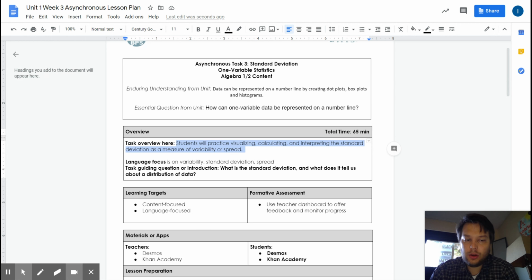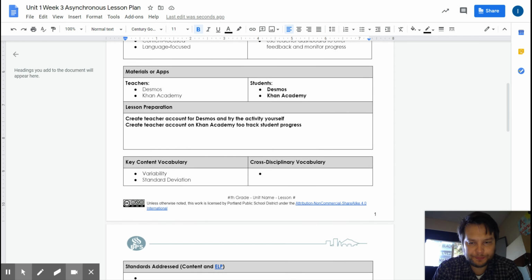But also, the bigger focus is, what does it tell you? What does it mean? Why do we care about the standard deviation? So, that's your task guiding question. What is the standard deviation, and what does it tell us about a distribution of data?